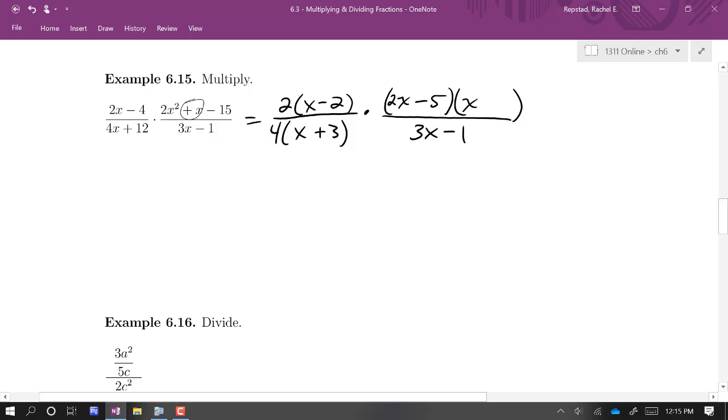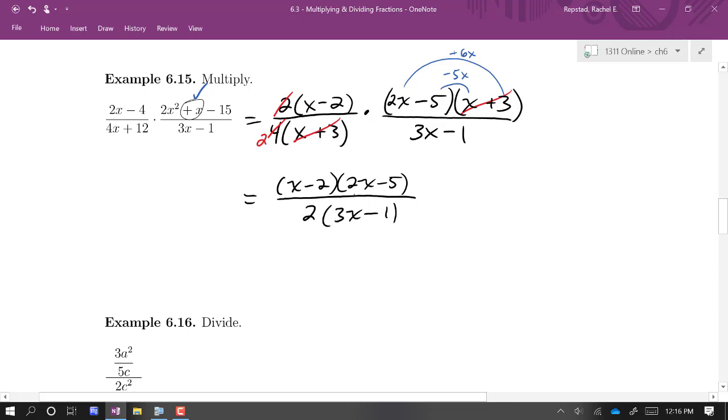I get 2x minus 5 and x plus 3. And you could do a quick check here. This gives us minus 5x, and this gives us plus 6x, which combine to give us the plus x over there. Now that everything is factored, we're going to cancel what we'll cancel. 2 goes into 4 twice, so we cancel one factor of 2 and that leaves us with a factor of 2 there. x plus 3 cancels with x plus 3. I think that is everything that will cancel. So up top we have x minus 2 times 2x minus 5. On the bottom, we have 2 times 3x minus 1.